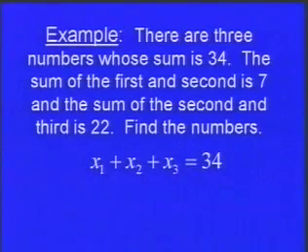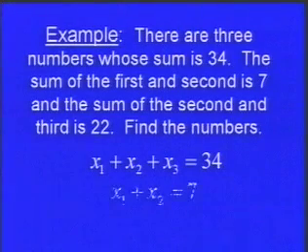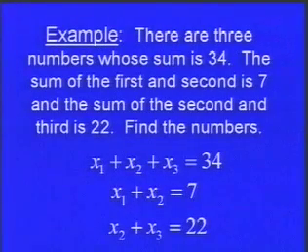So what it's telling me here, since those 3 numbers add up to 34, then x1 plus x2 plus x3 is 34. The sum of the first and second would be x1 plus x2, that's supposed to be 7. And the sum of the second and third is 22, so x2 plus x3 is equal to 22. Now, staying consistent with the way we do things in this class, we would throw that into an augmented matrix. The first row would be 1, 1, 1, 34. Second row would be 1, 1, 0, 7. And then third row would be 0, 1, 1, 22.